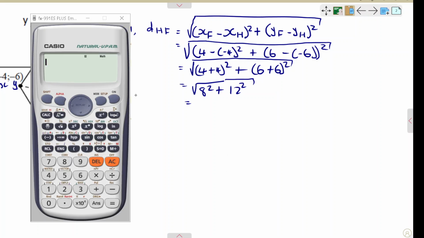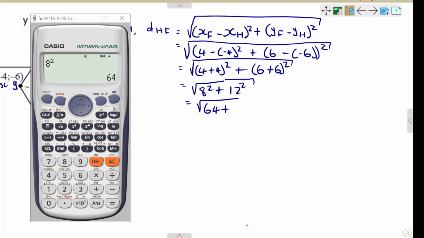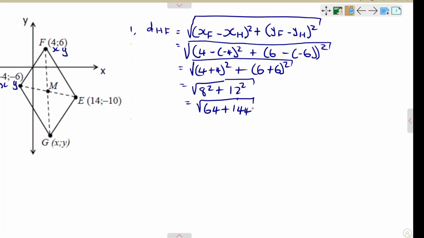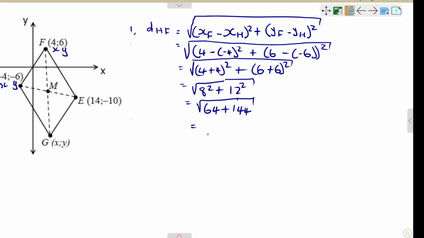So let's get a calculator. We have 8 squared, that is 64. Plus 12 squared, that is 144, sorry for that. We have 12, then you square it, that is 144, yes. Now we have to add the two. So we have 64 plus 144, and that's going to give us 208.